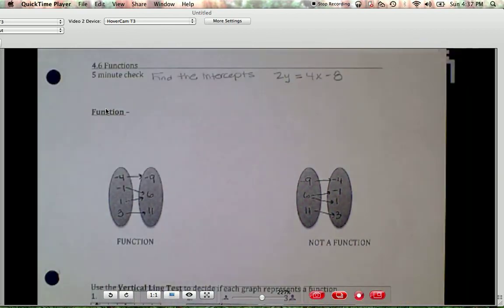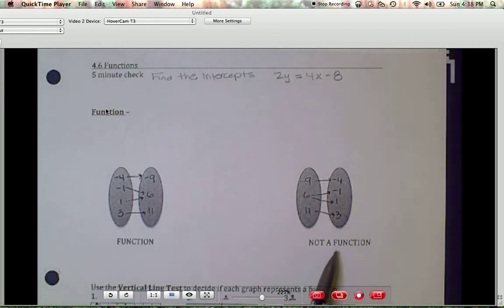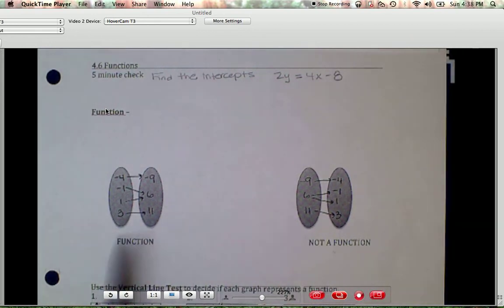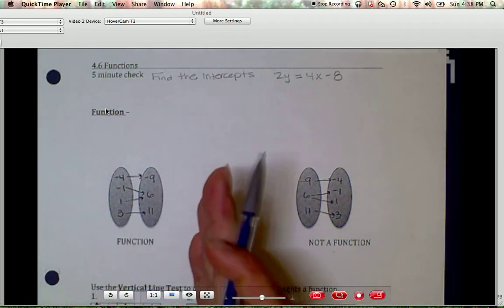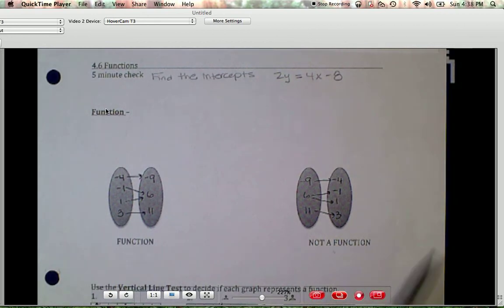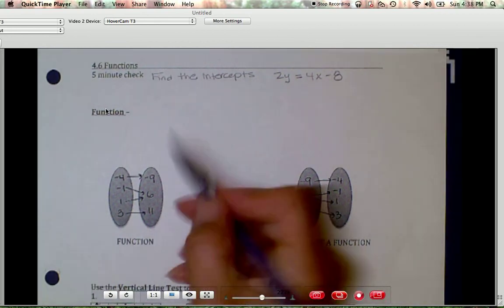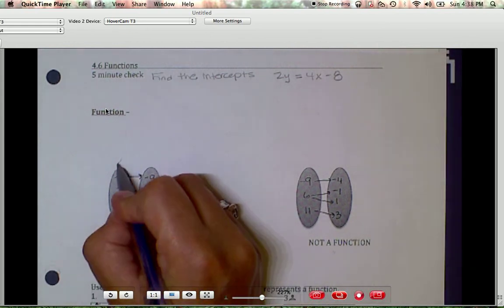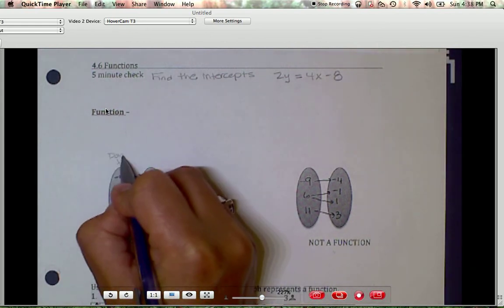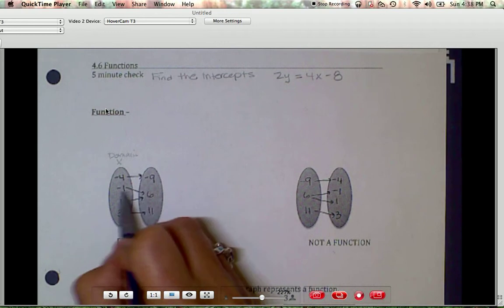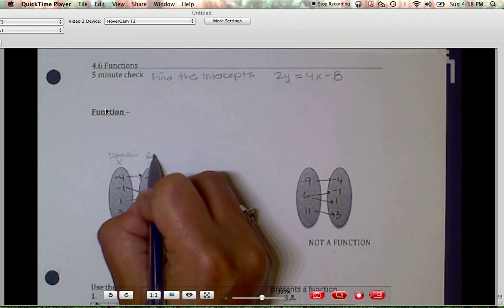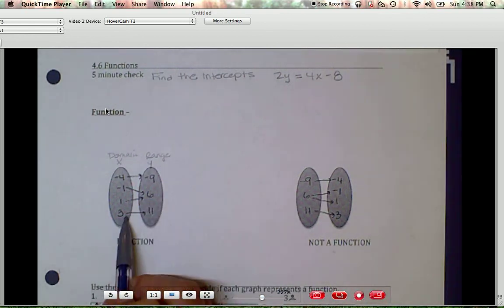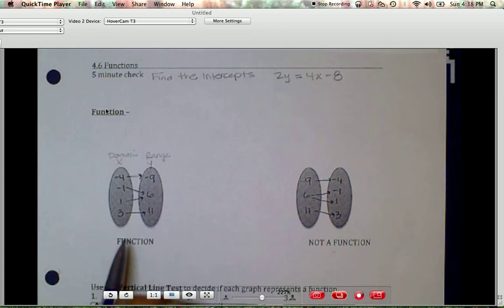What does that really mean? Okay. Here's an example of a function. Here's an example of a relation that is not a function. These are both relations, but once you have relations, then you can categorize them as functions or not a function. Now you can see that each element of the domain here, x, is paired with exactly one value in the range. So each one of these is paired with exactly one. That makes it a function.